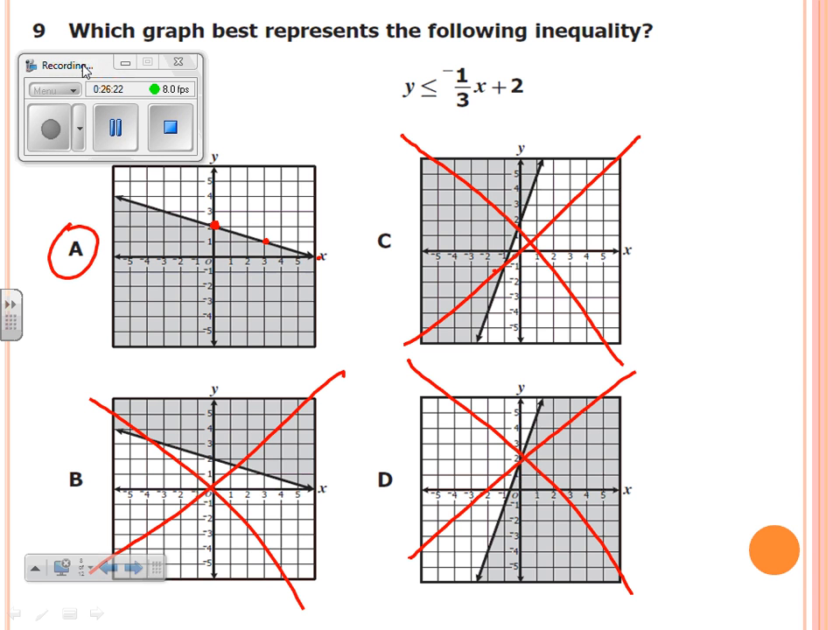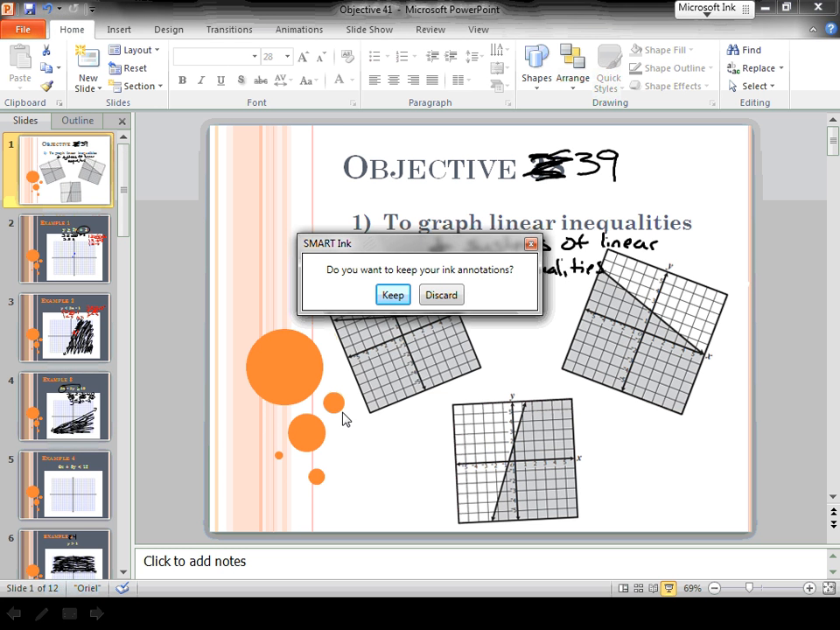But let me show you. Yes, Bennett? Because it's equal to. See the equal to underneath it? Do we want these points? These points, if you plugged it in, it would make it equal, and so it's okay to do that. So that's a great question, okay? All right, let's go to our calculators. Just hang on a second.